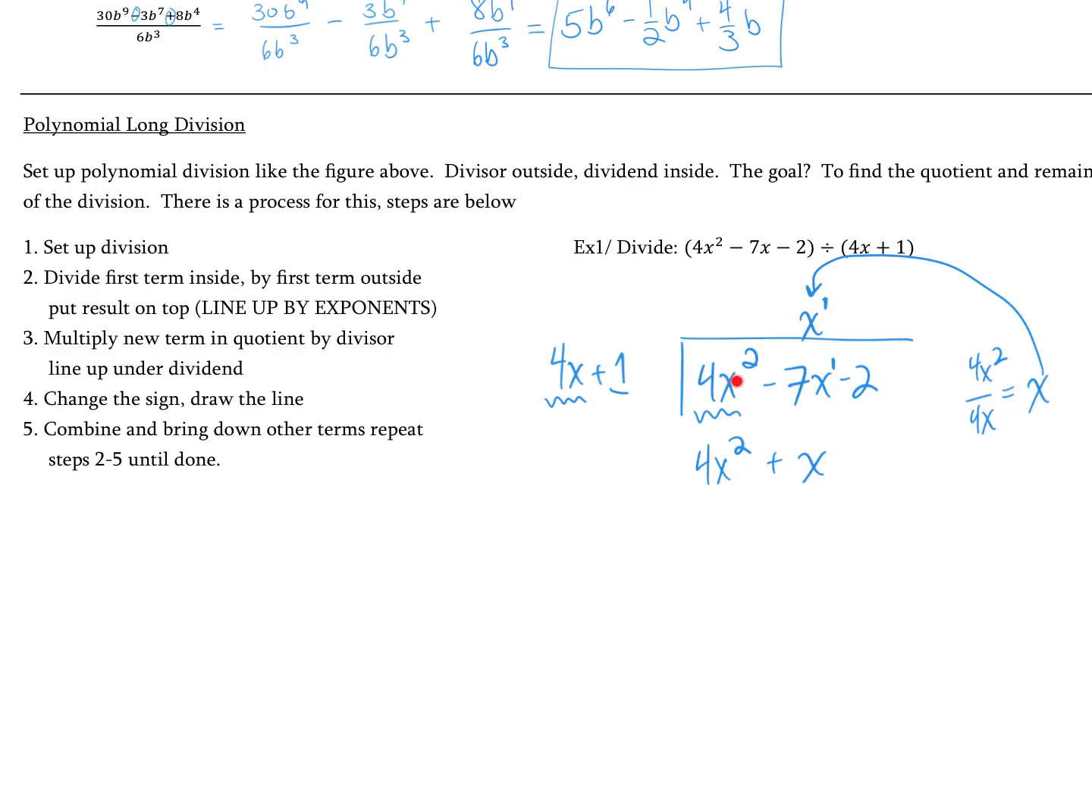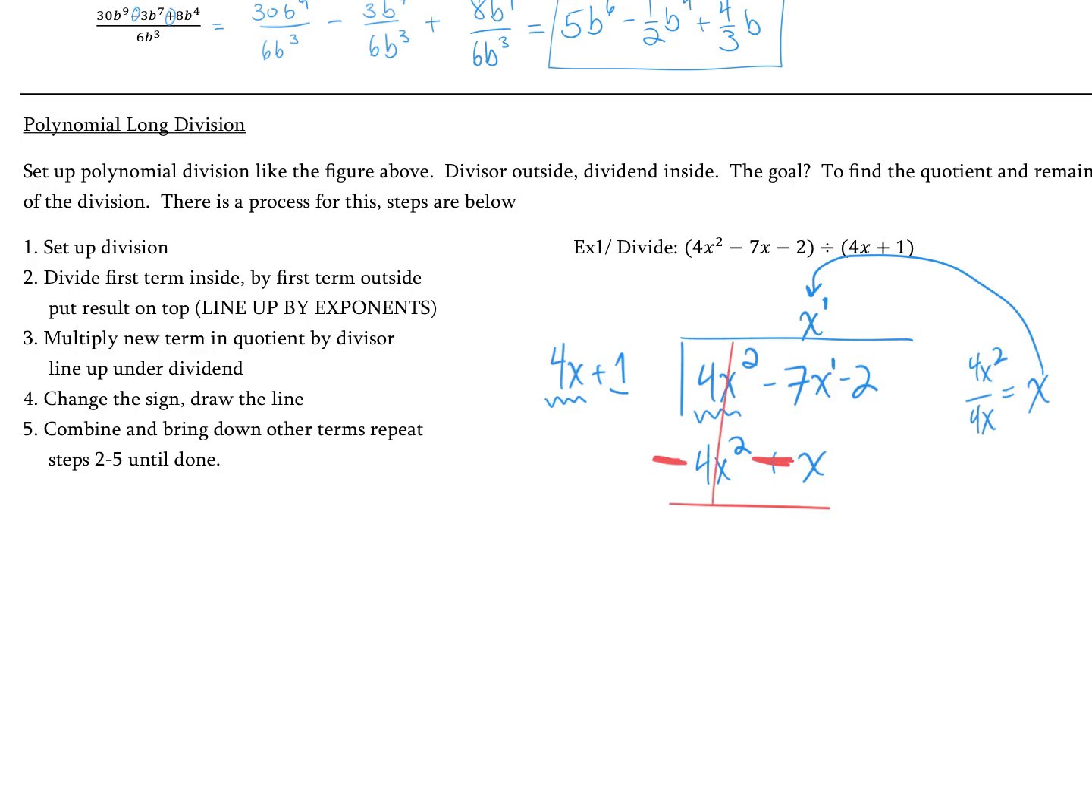And again, you line those up by the powers of x. You can see all the x squareds are above and below one another. All the x to the first powers are above and below one another. From there, step 4 says change the sign, draw the line. So changing the signs means just change the signs of whatever you just put there. Draw the line so you can do step 5, combine.